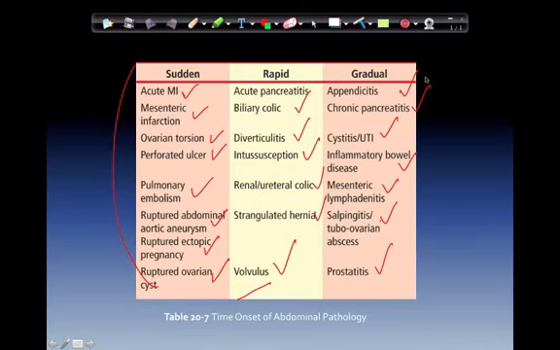Now these have an even slower upswing, if you will. These occurred gradually, but they're progressively getting worse.